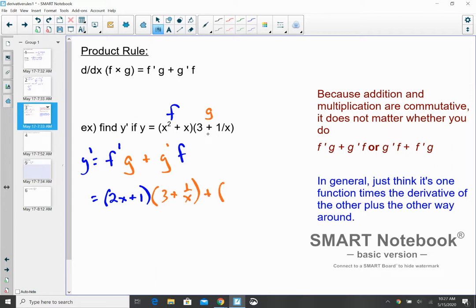Now G prime, that's what this is saying. We're doing G prime next. The derivative of 3 is 0, so that's going to go away. Now the derivative of 1 over x, and remember, 1 over x means x to the negative 1. So its derivative would be negative 1 x to the negative 2, which is negative 1 over x squared. So let's put that in there.